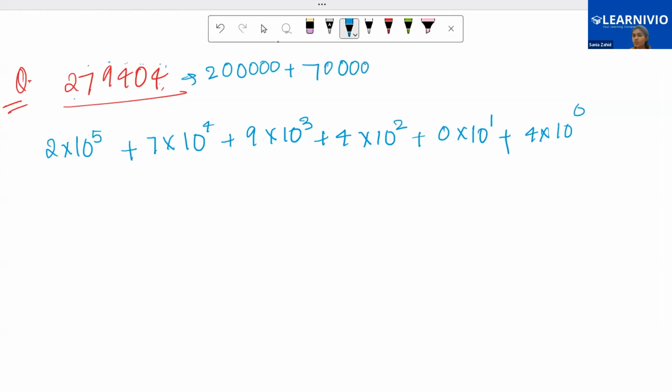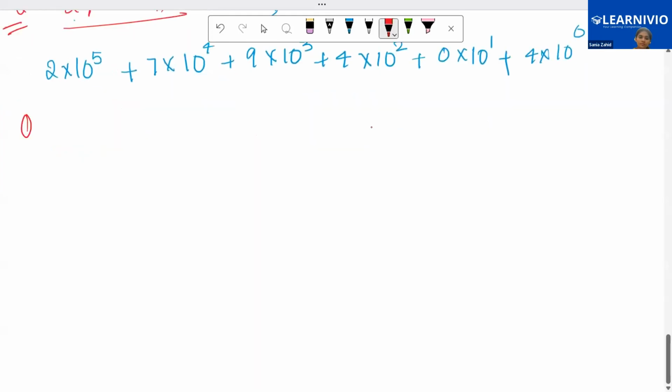Do you know this is the expanded form? But we are a bigger class, so we don't write this form. We convert them into the exponential form and we write them like this. So 2 into 10 to the power 5 I'll write. Understood?